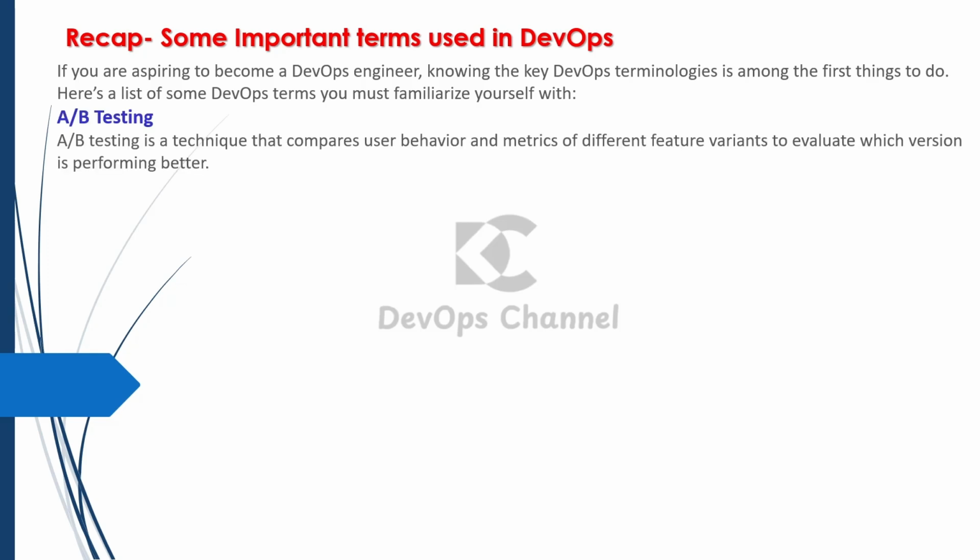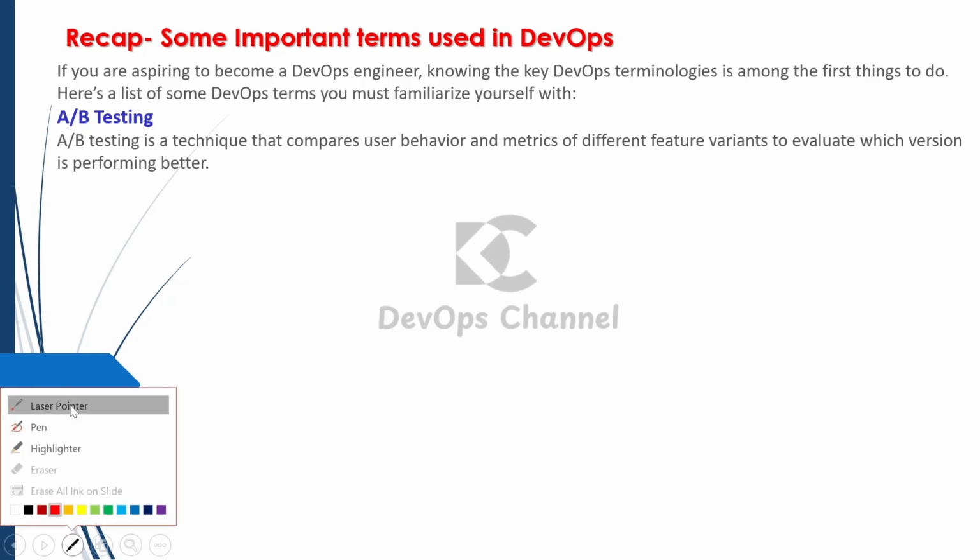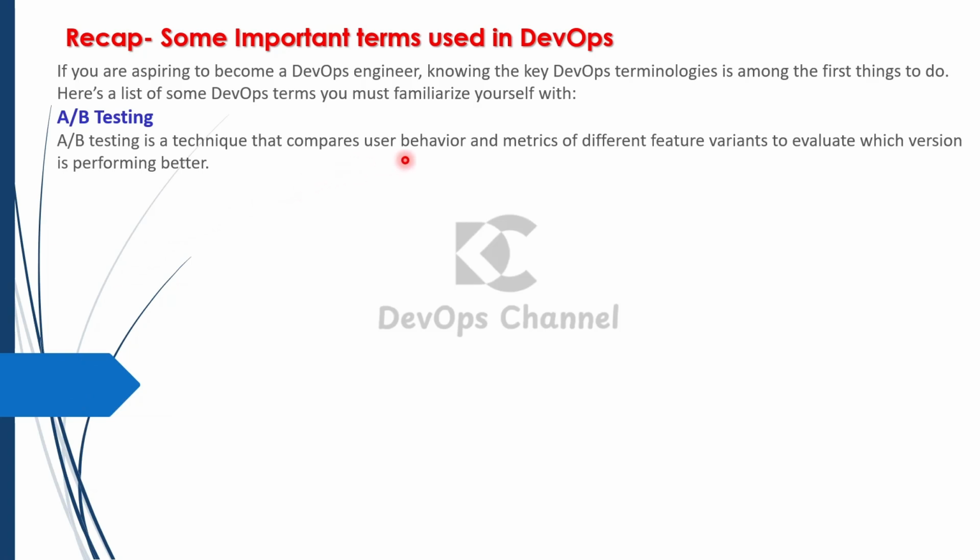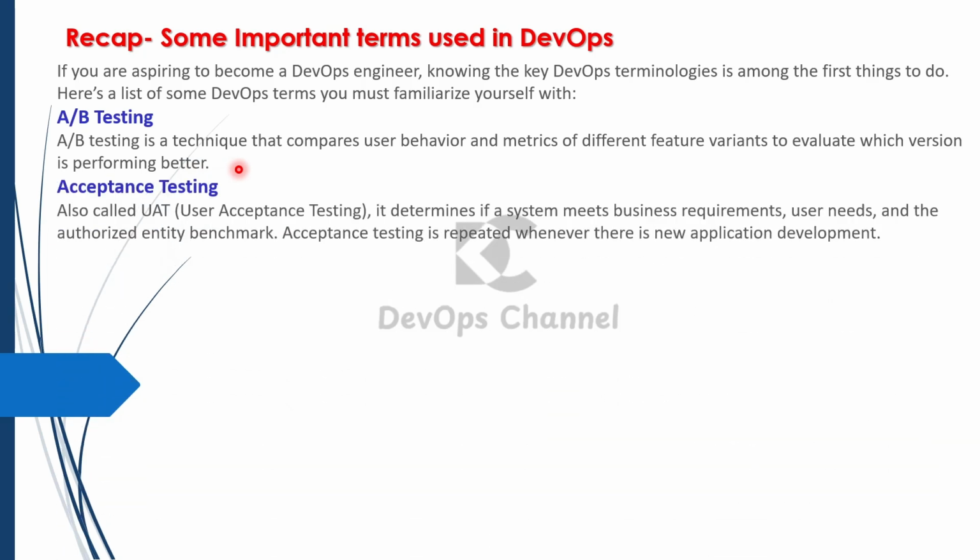So basically you can see in here also A/B means it's comparing, right? It's a testing technique that compares user behavior and metrics of different feature variants to evaluate which version is performing better. Okay, so basically this testing is for comparison. Okay, next one is acceptance testing, also called UAT. You might have heard about it. So it determines if a system meets business requirements, user needs, and authorized entity benchmarks. Okay, so acceptance testing is repeated whenever there is new application development.